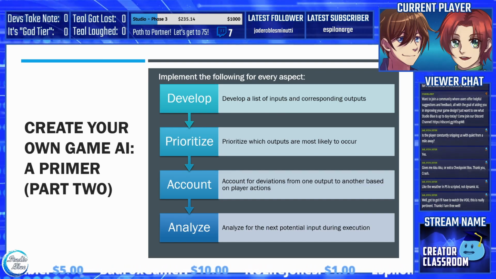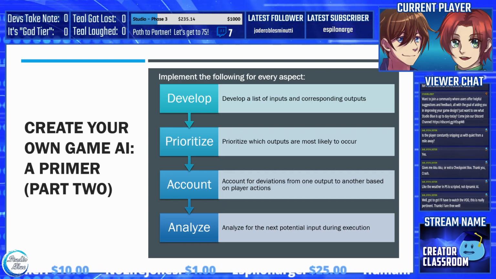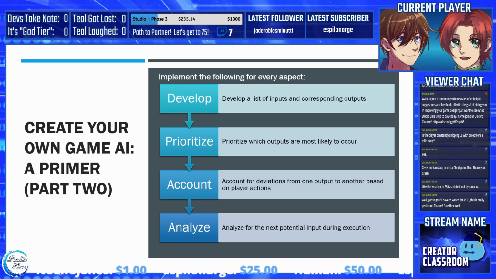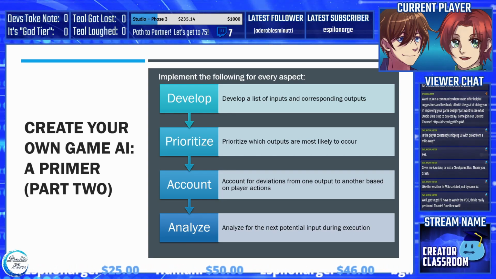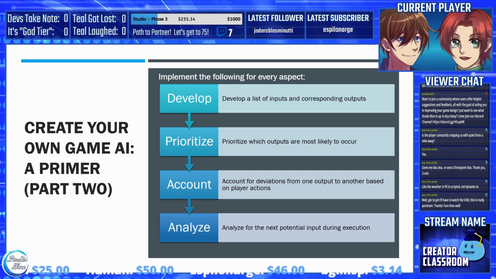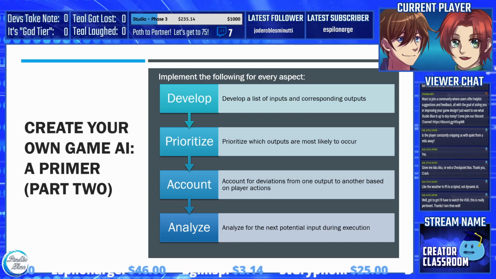What can go in? What can come out? Sound off to the side to distract the player. That's an input: the player needs to be distracted. The output is sound. Enemy needs to hit harder: the enemy gets buffed. Inputs, outputs.